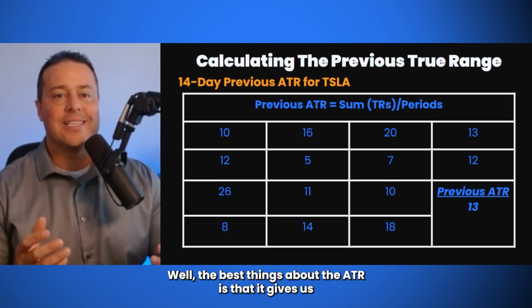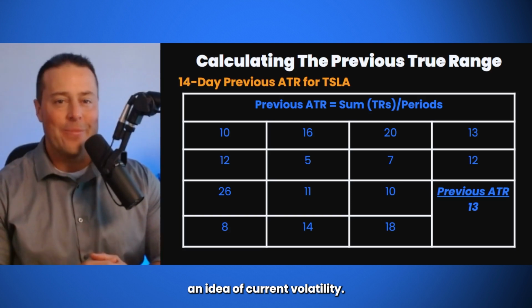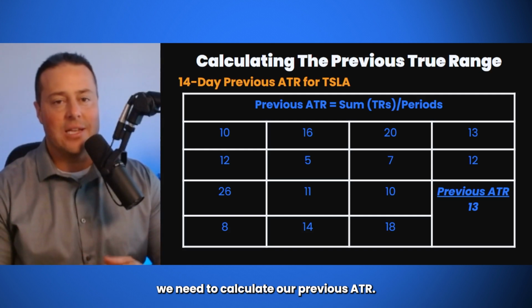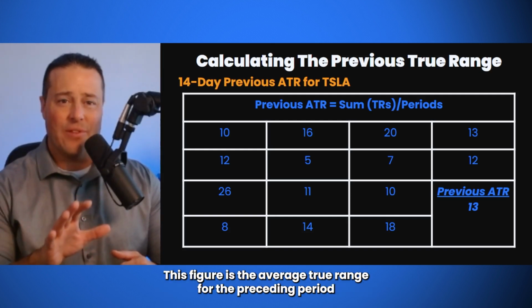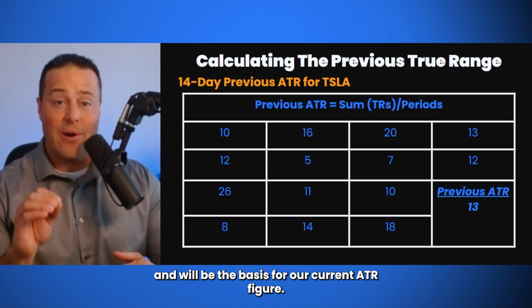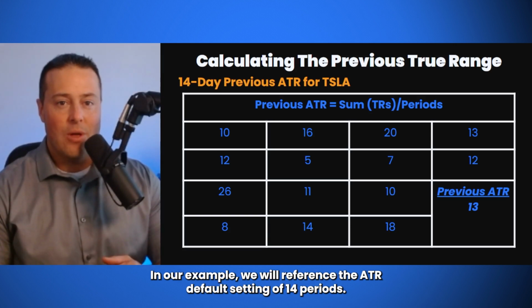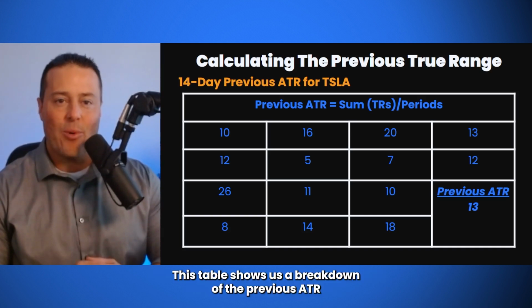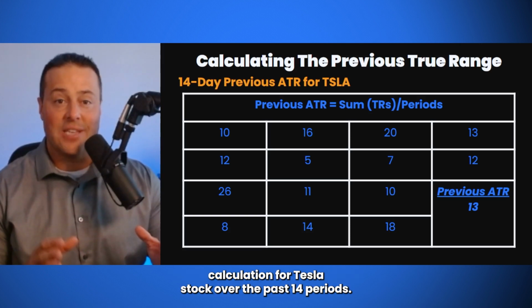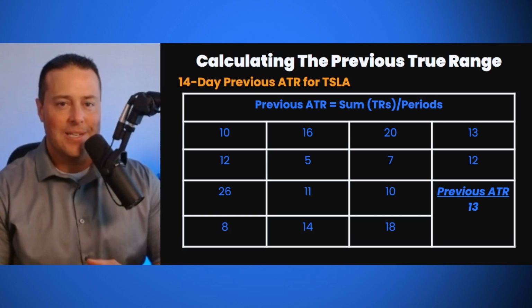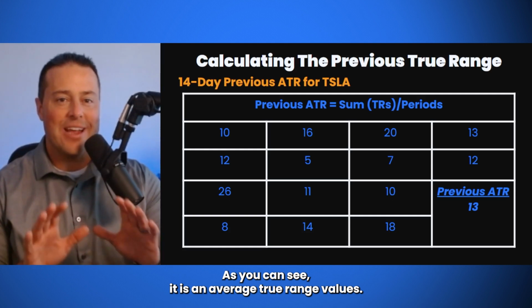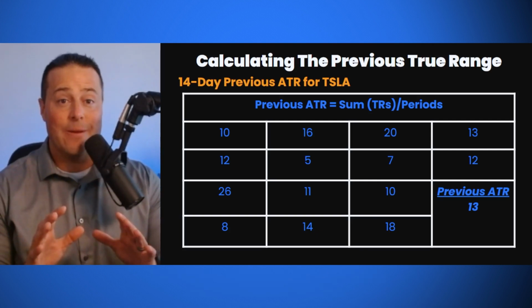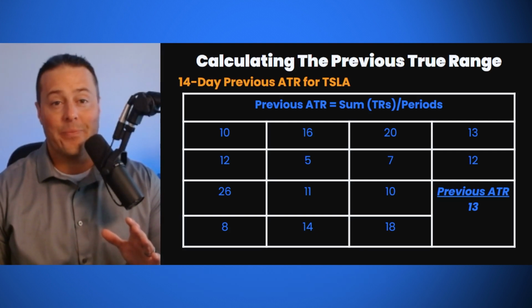One of the best things about the ATR is that it gives us an idea of current volatility. However, before we can calculate our current ATR, we need to calculate our previous ATR. This figure is the average true range for the preceding period and will be the basis for our current ATR figure. In our example, we will reference the ATR default setting of 14 periods. This table shows us a breakdown of the previous ATR calculation for Tesla stock over the past 14 periods. As you can see, it is an average of true range values. To calculate, simply add the true ranges and divide by the period, 14. This gives us our previous ATR.